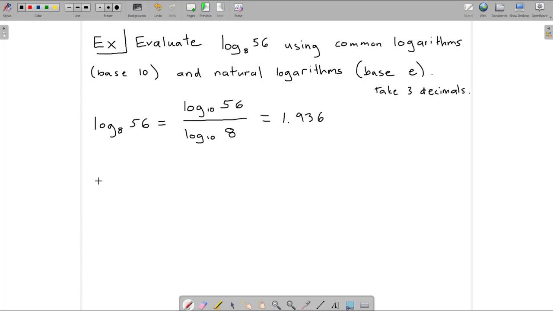Let's now try it with the natural logarithms, which should work the same way. Log base 8 of 56 equals natural log of 56 divided by natural log of 8. So we'll go ahead and plug that into our calculators again. Natural log of 56, ln, divided by natural log of 8 gives me the same thing, 1.936 if I round it to the 3rd decimal there.